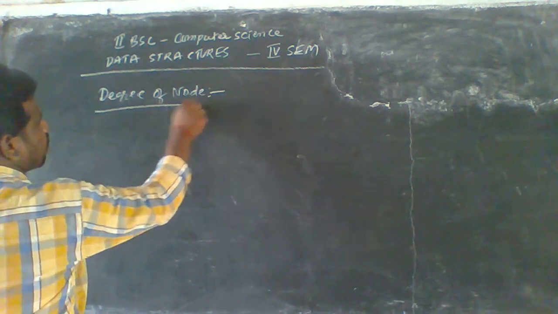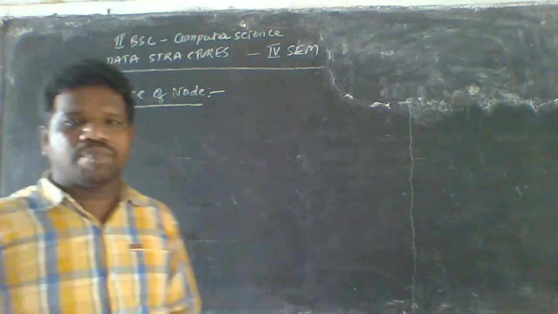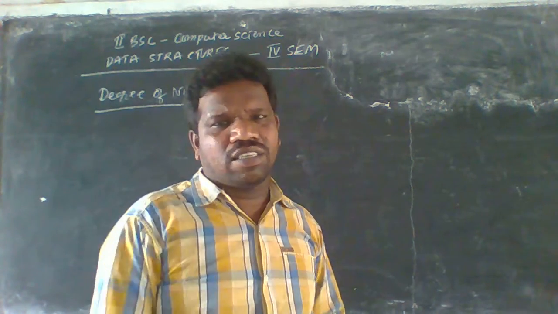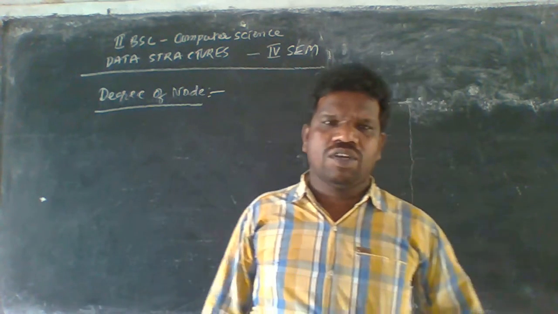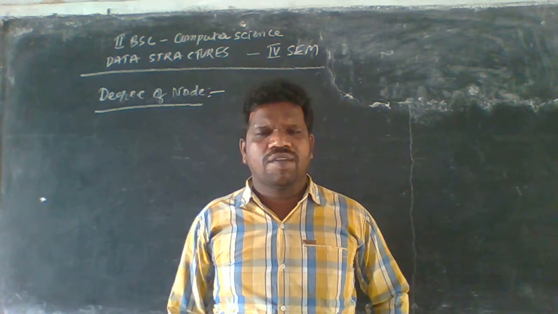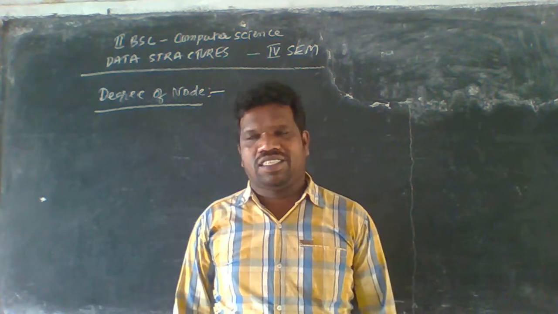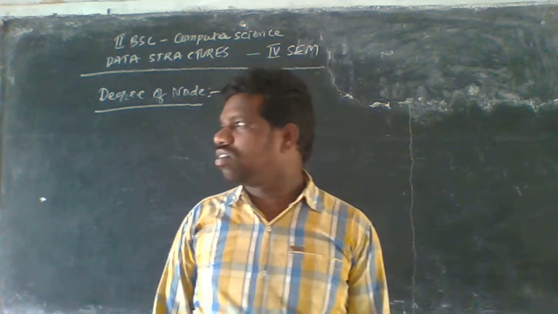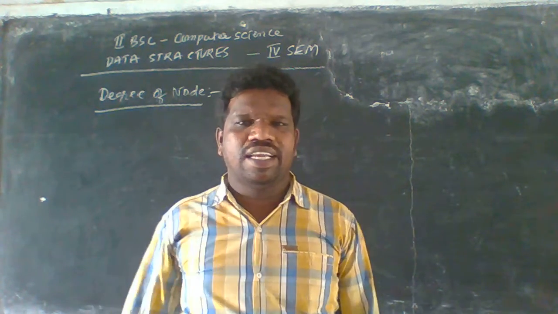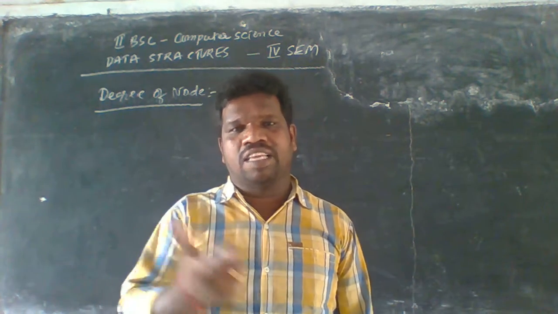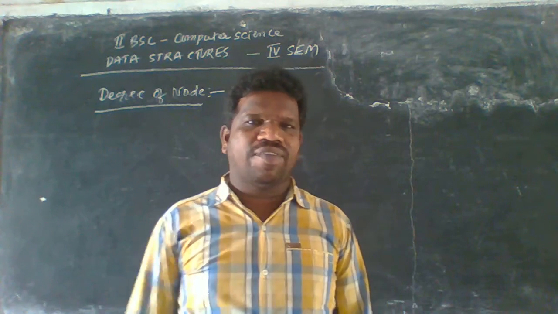So what is a node here? This node is placed in trees, and we also see it in graphs. Okay, so a node is nothing but a vertex. Vertices are nothing but nodes, and a node is nothing but a vertex here.